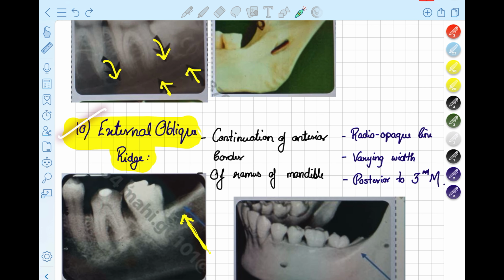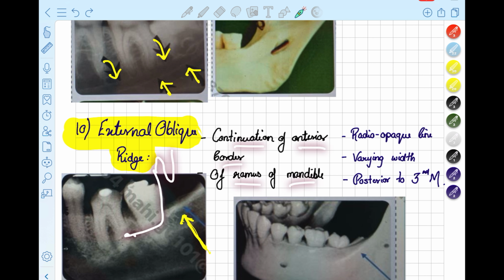The next structure we are going to see is the external oblique ridge. External oblique ridge, as the name suggests, is a ridge. So how will it be? It will be a bony prominence. So how will it appear? As radiopaque. Very good. It is nothing but a continuation of the anterior border of the ramus of the mandible.